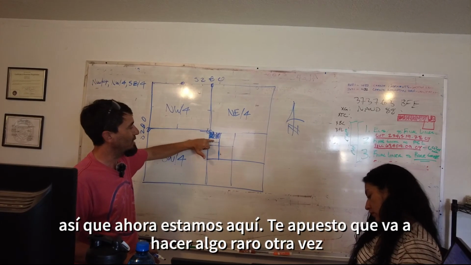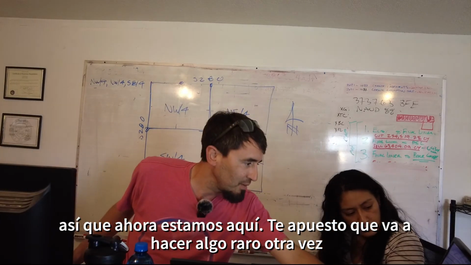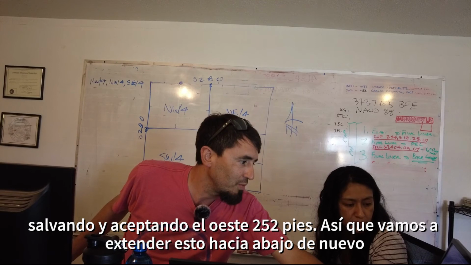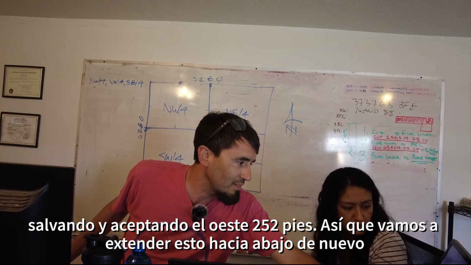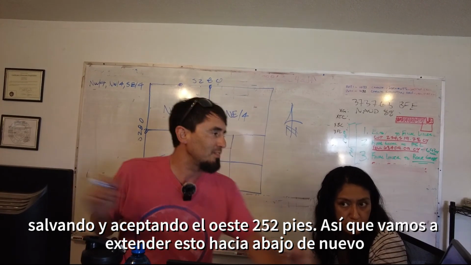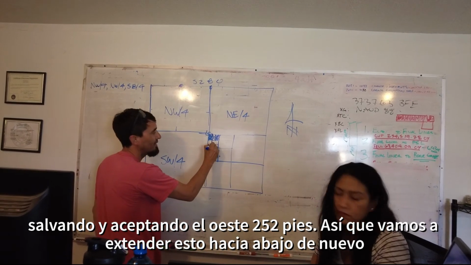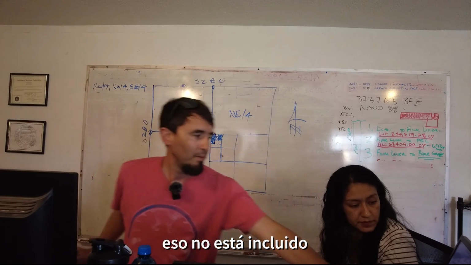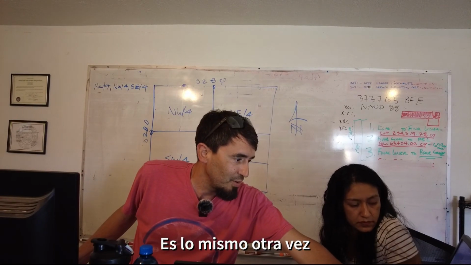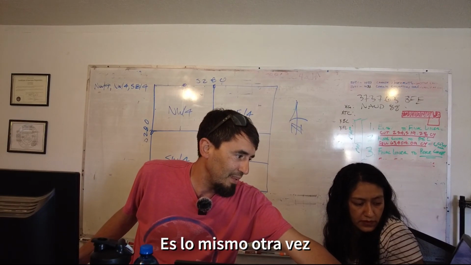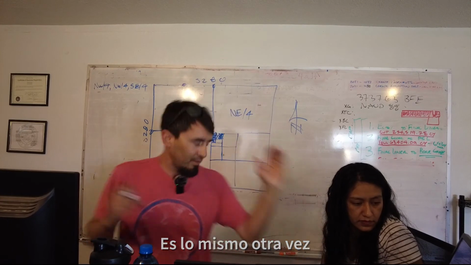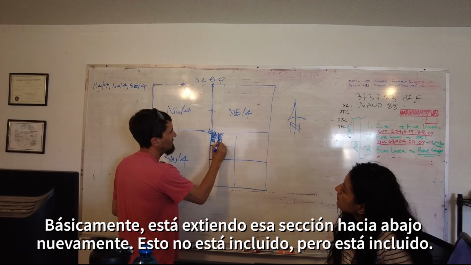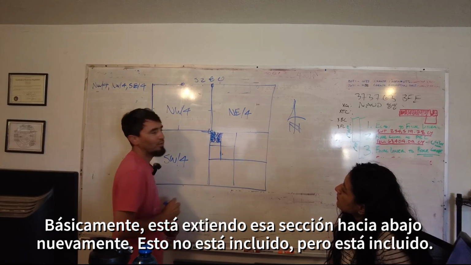Okay, so now we're here, and now I bet you he's going to do something weird again. So less the north 222 feet of said northwest quarter, saving and excepting the west 252 feet. So we're just going to extend this down again. That's not included. And the east 224.83, it's the same thing again. Basically, he's extending that section down again. This is not included, but this is included.